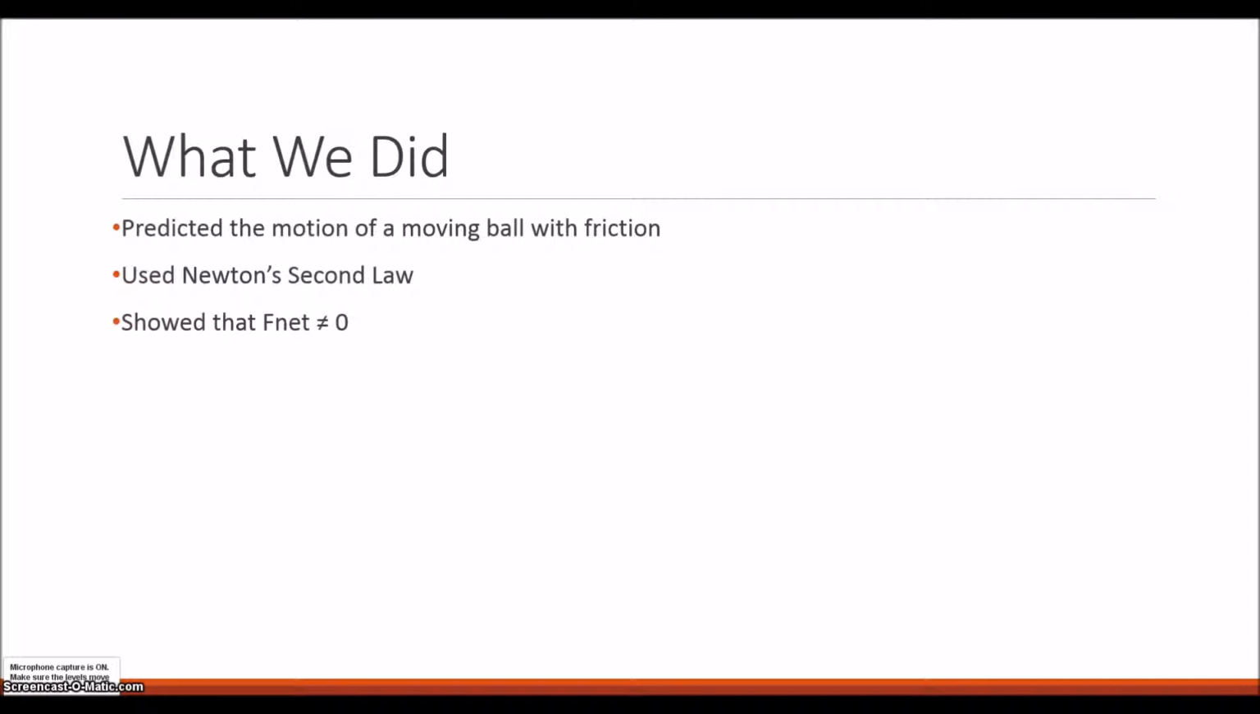Overall, what did we do? We predicted the motion of the ball with the friction, and we used Newton's second law. We showed that F net is not equal to 0 as the ball goes across a carpet and decelerates, making the velocity 0. And because we have that friction, we had to use trial and error to find the coefficient mu, and that's what we did, and it all matched.